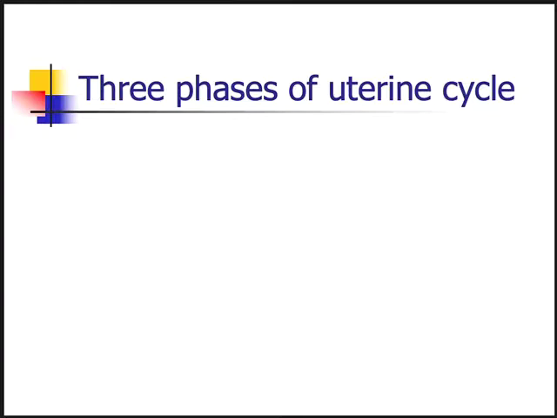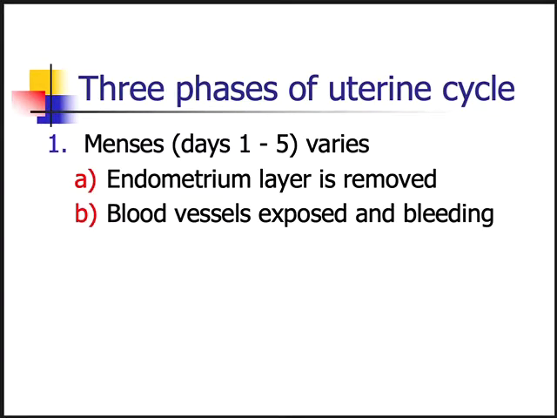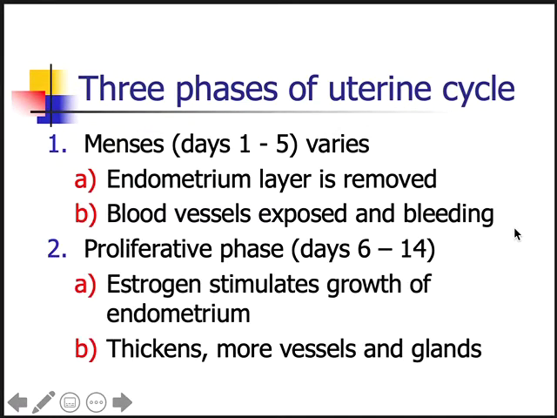So what are the 3 phases of the uterine cycle? Your first, 1 to 5 days, and of course some women longer, and that's normal. But based on a 28-day cycle, we say the first 1 to 5 days is your menstruation. The endometrium layer is removed, blood vessels are exposed, and you bleed, and you wash it all away. Then you have the proliferative phase, days 6 to 14. This is when your estrogen levels stimulate the growth of the endometrium. It gets thick again. You get more vessels, right?